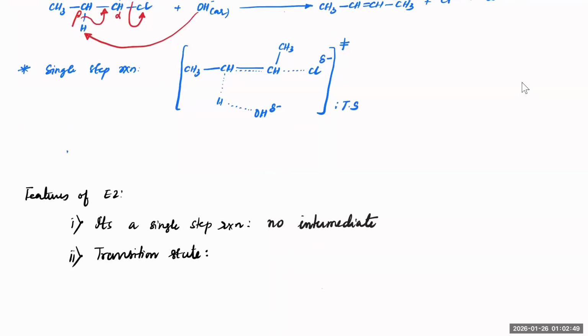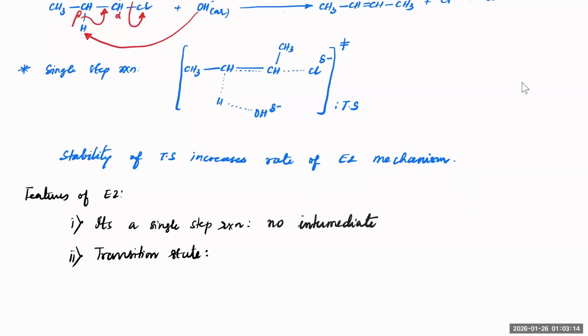So I can say that the stability of the transition state increases the rate of the E2 mechanism.